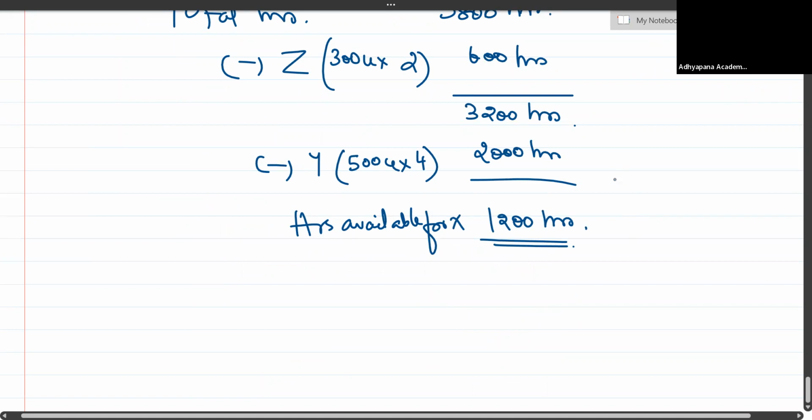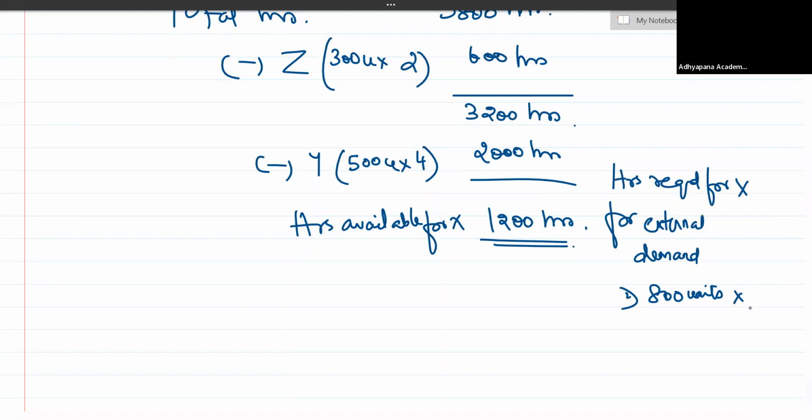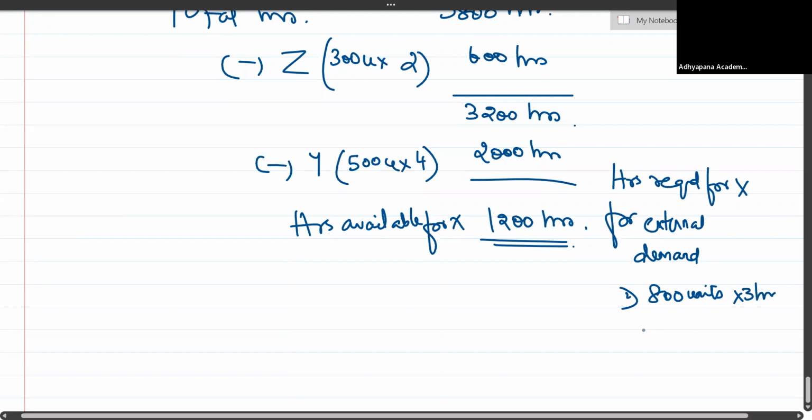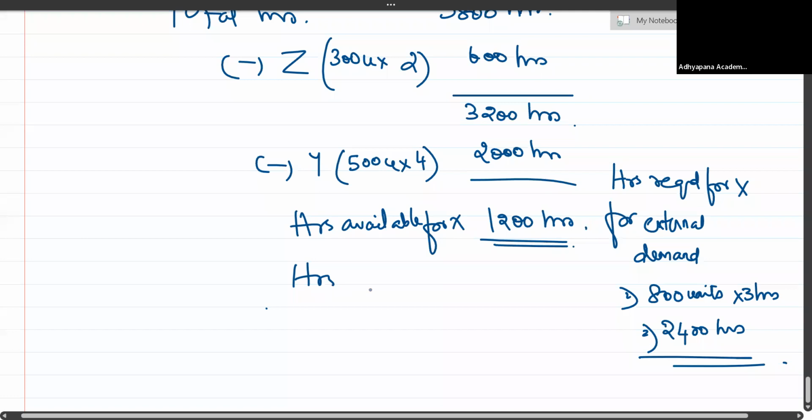See, how many hours is required for X for the external demand? Hours required for X for external demand is, how much is the maximum? 800 units into, how much is the hours required per unit? 3 hours, which means you need 2,400 hours. Now, to meet the external demand itself, you do not have sufficient time. Then where are you going to take the transfer? So, the hours required for transfer of Y to division B.